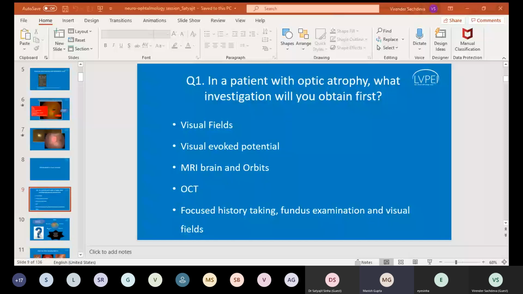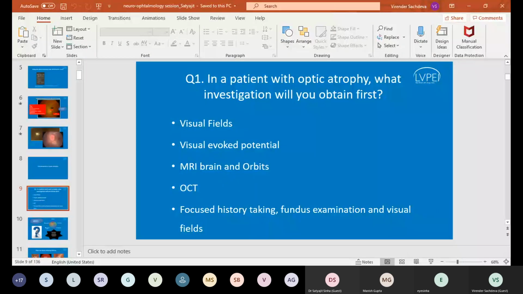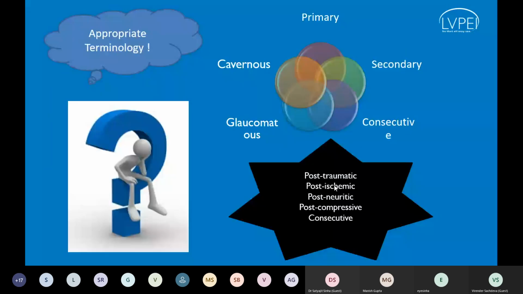I can see that many people have written the last option, that is focused history taking, fundus examination and visual fields. Yes, that is very important. Let's see it with the help of examples and develop an approach to evaluating a patient with optic atrophy. Okay, so I'll continue with the presentation.